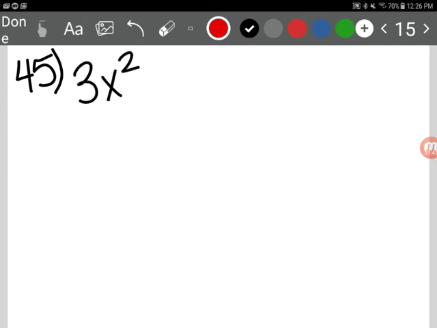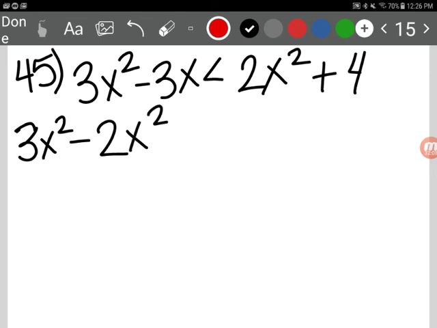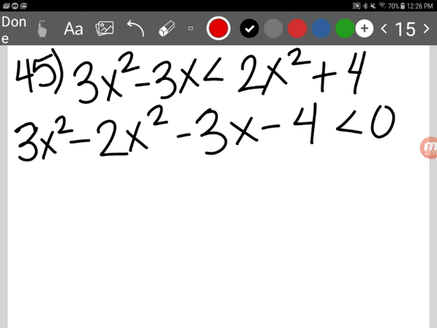So going back to my note, on 45, I have 3x squared minus 3x less than 2x squared plus 4. Okay, so my goal is to get everything on one side and make it less than 0. So I'm going to write 3x squared, combine some terms as I'm doing this, minus 2x squared. So I move that to the left, bring down the minus 3x, move that 4 over and make it minus 4, and it's still less than 0. So I have moved everything to the left of my inequality sign, and it's 0 now.